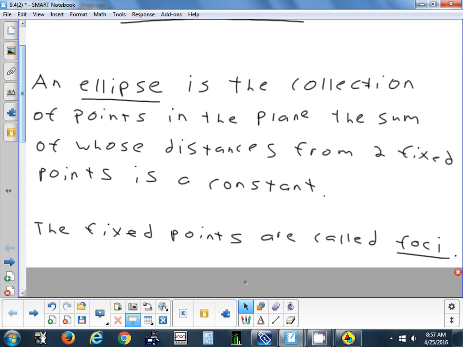Yeah? Focus. Yep. So we didn't study a parabola, but it was a good guess. We didn't study a parabola, but in a parabola there is a single focus. In an ellipse, there's two of them, and we don't call them focuses. We call them foci.